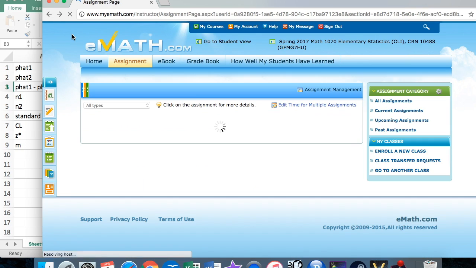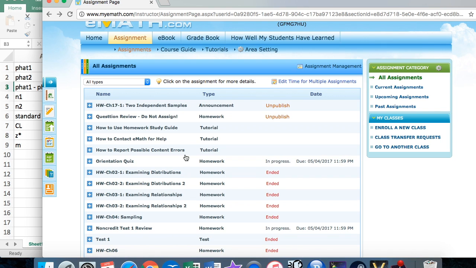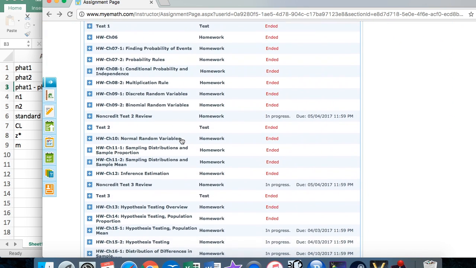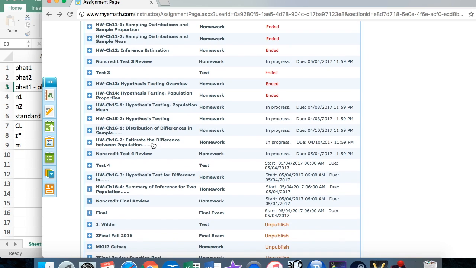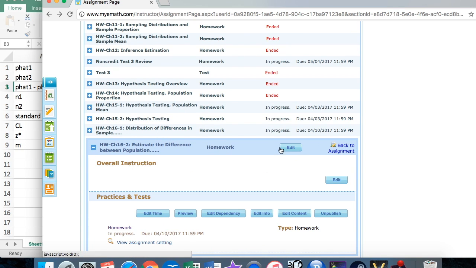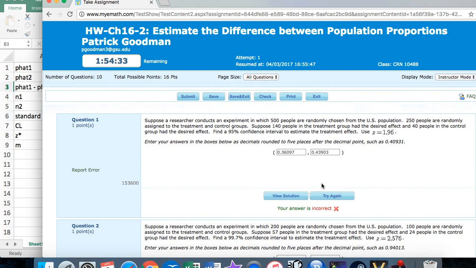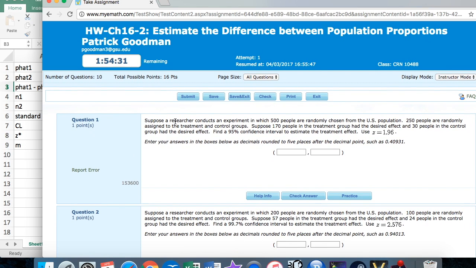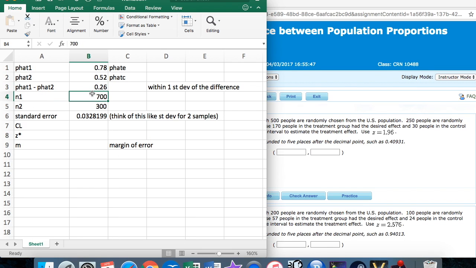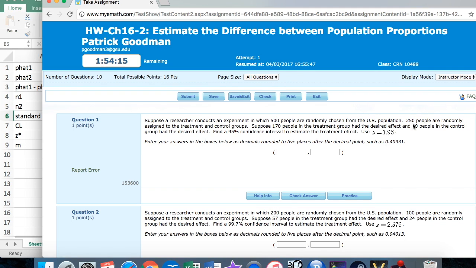All right, so let's go look at the last problem. These are just like our margin of error problems. So if you were okay with those, perfect. If you weren't, then here's a little more practice. Okay, so let's do this. Suppose a researcher conducts an experiment with 500 people, in which 500 people are randomly chosen from the U.S. population. 250 people are randomly assigned to the treatment and control groups. Okay, so our sample sizes are equal. So my N1 is 250, and my N2 is 250, right? That's just what this says.